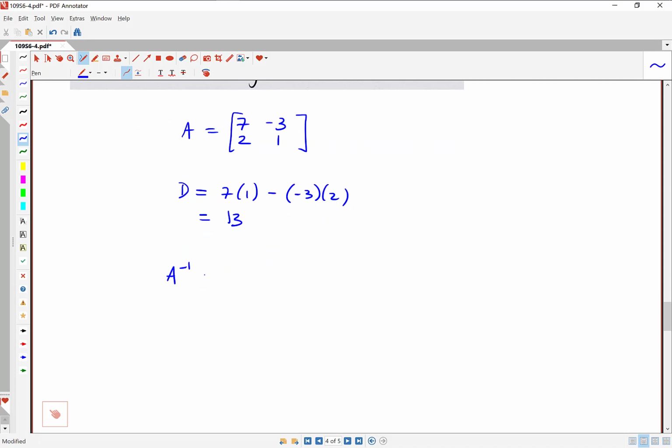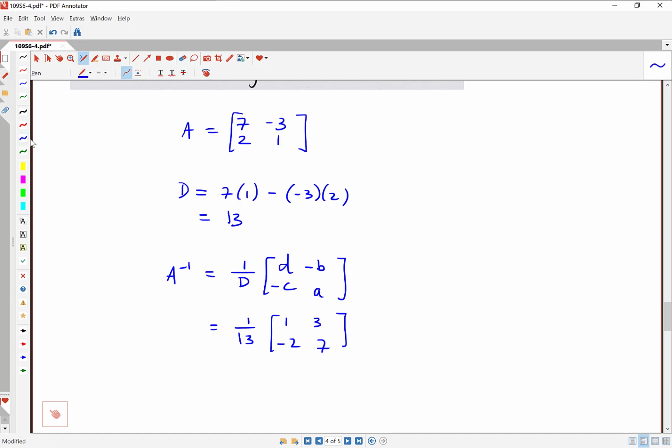So let's think about our formula for A inverse then. We're going to go 1 over the determinant times a modified matrix. We're going to be swapping the diagonal entries and changing the sign of the off-diagonal entries. So if we fill this in, this is going to look like 1 over 13. Okay, now let's change the entries that were on the diagonal. So the 1 and the 7 are changing positions. And then the entries that were not on the diagonal just get their signs changed. So the -3 becomes a +3, 2 becomes a -2. And that's our matrix A inverse.